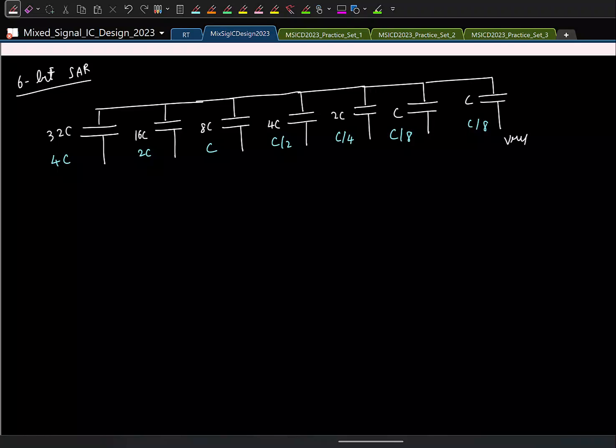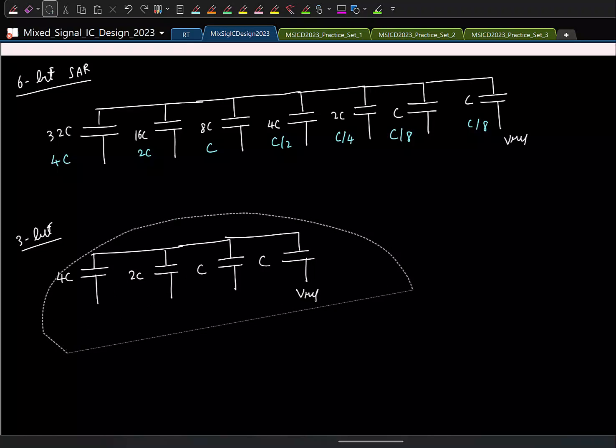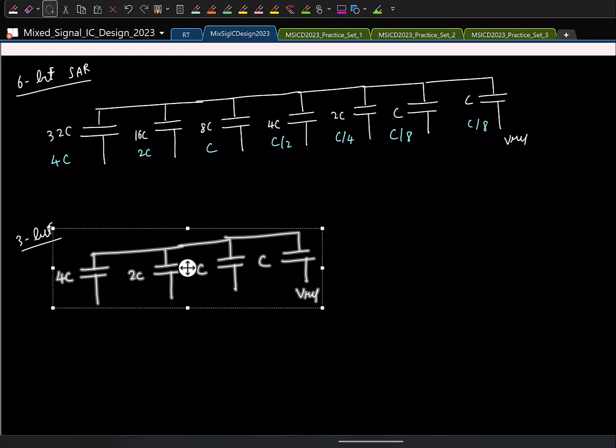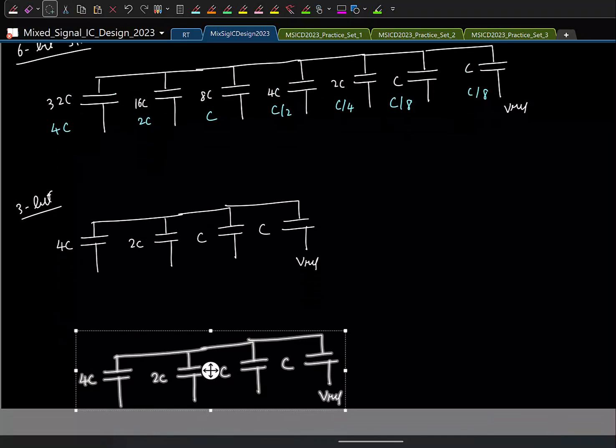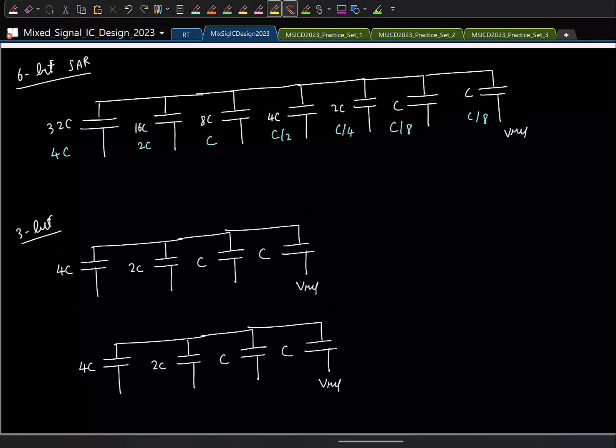Now let us say I take a 3-bit SAR. What will be the maximum capacitance I have? 4C. 2C, C, and C connected to VREF. Now let us say I have, okay, let me just copy this. Let's say I have one more 3-bit DAC. Now I have two 3-bit DACs.